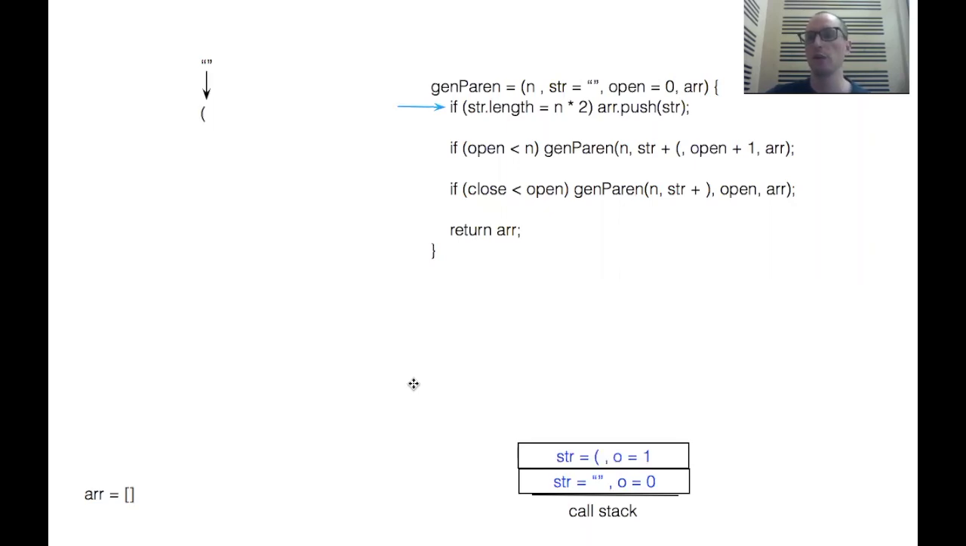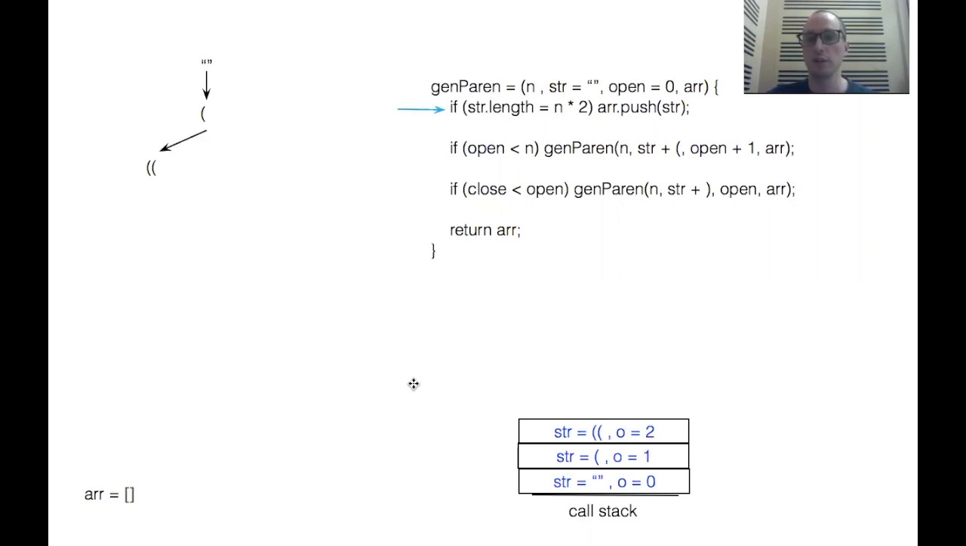And because we are going into the execution of another call of genParen, we're going to start back at line 1. We're going to check the string. It's not n times 2. And we still have open parens left to use. Our open parens are not less than n. So we'll push another call with 2 open parens onto our stack, and we'll represent that in our tree, and we'll go into the execution of this function.